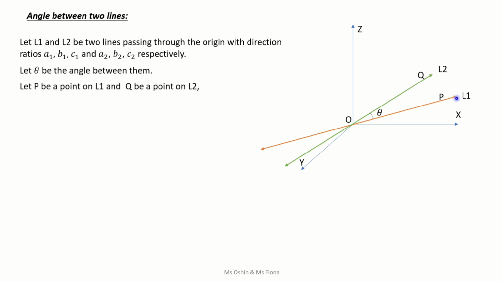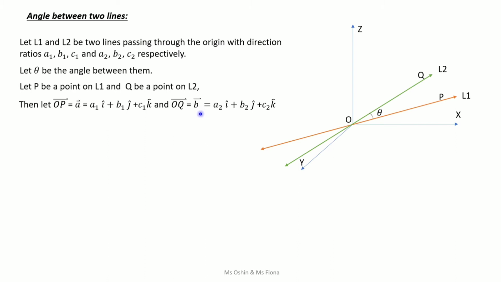So now, since the direction ratios of L1 are A1, B1, C1 and a point P lies on L1, OP vector, the position vector of P, can be given by A1 i cap plus B1 j cap plus C1 k cap. Similarly, since Q is the point on L2 and A2, B2, C2 are its direction ratios, we can write OQ vector, that is the position vector of Q, as A2 i cap plus B2 j cap plus C2 k cap. Hence we get the two vectors, vector A and vector B.